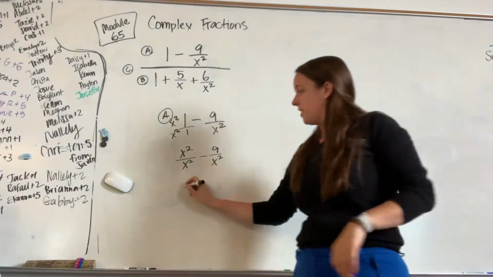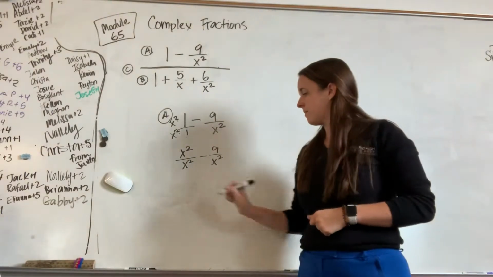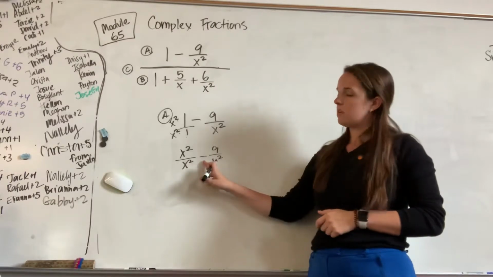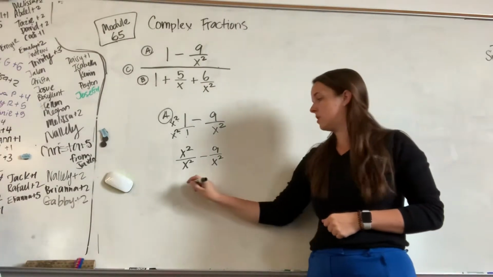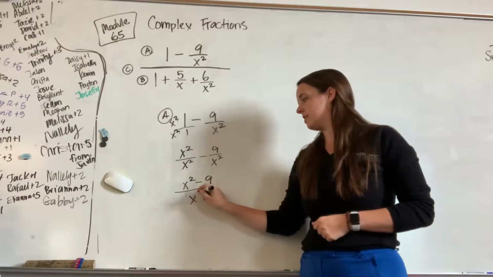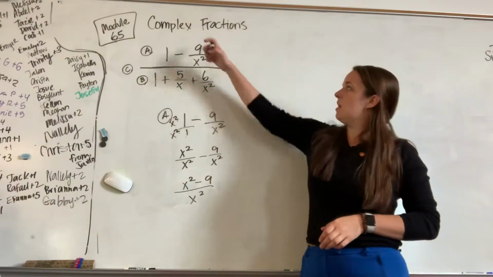So then we can simplify this. How could we simplify this? x squared minus 9. The goal is to have one fraction, right? So we would have x squared minus 9 over x squared. That's what I have. This is the simplified version of all of that up there.